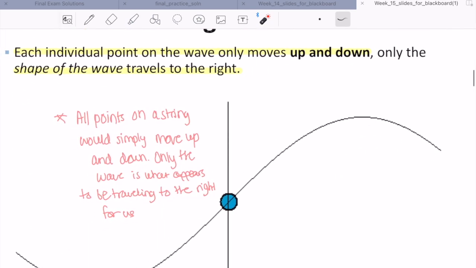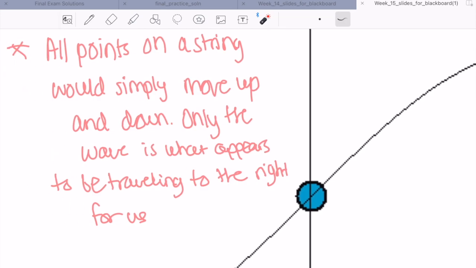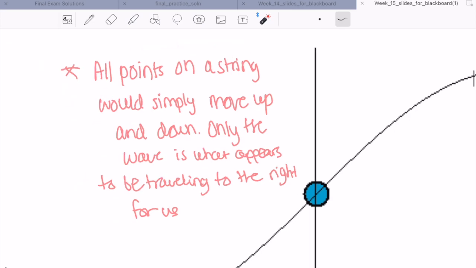So yeah, this is just a reiteration of the animation that I showed you guys earlier. So all points on a string would simply just move up and down. All they're doing is moving up and down. Only the wave is what appears to be traveling to the right. So the wave appears to be traveling to the right, but the individual string pieces will just be moving up and downwards.